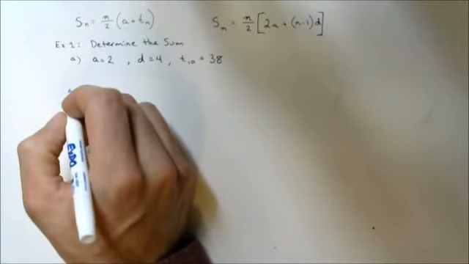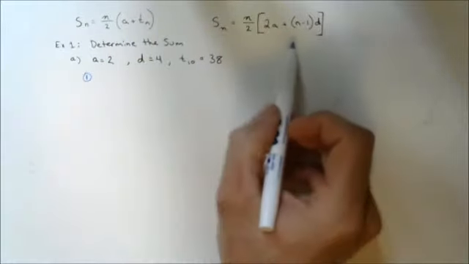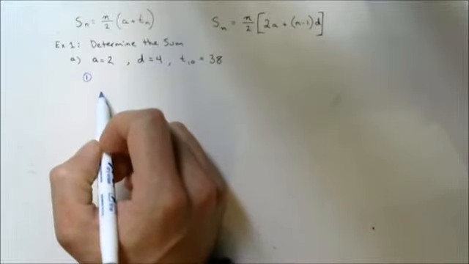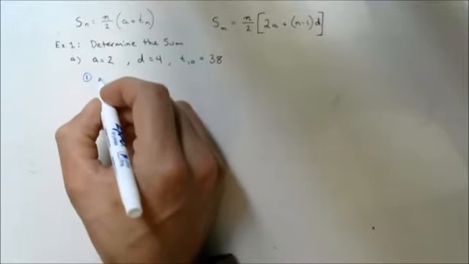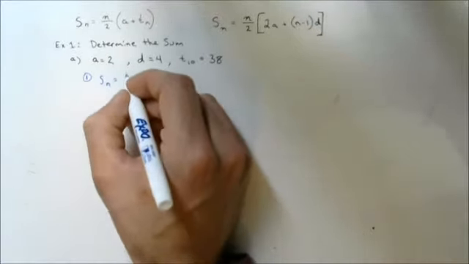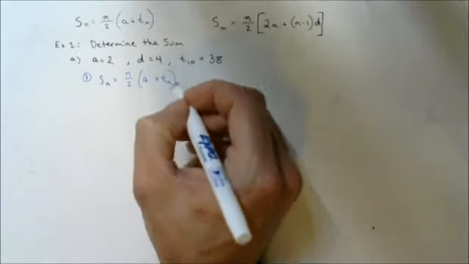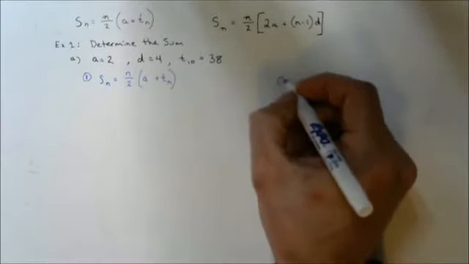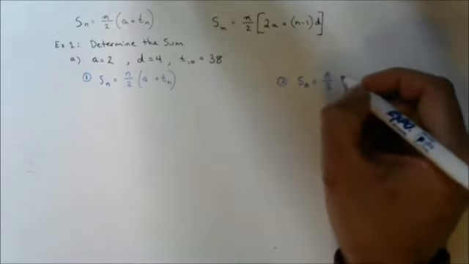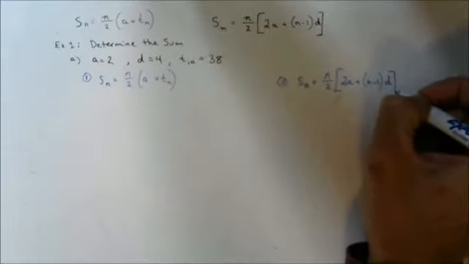In example A, we're going to do it both ways. We're going to first use formula 1, and you will have these memorized shortly, but for now, just jot them on the top of your page so you don't have to copy them down each time. And I'm going to copy it down here for the sake of the example. We have the sum of the first n terms is n over 2 times a plus the last term. Over here, when we redo it, we're going to have the sum of the first n terms is n over 2 times 2a plus n minus 1 times d.